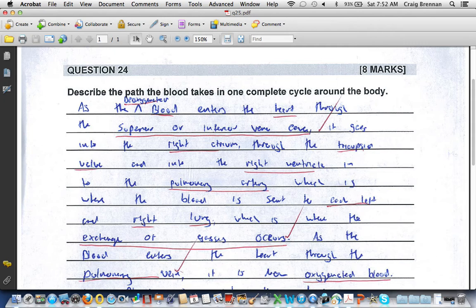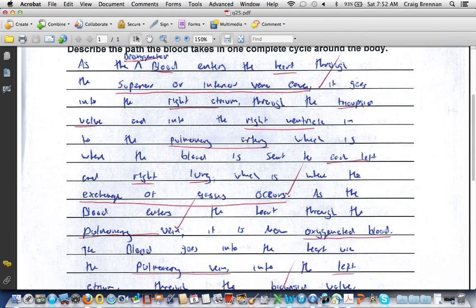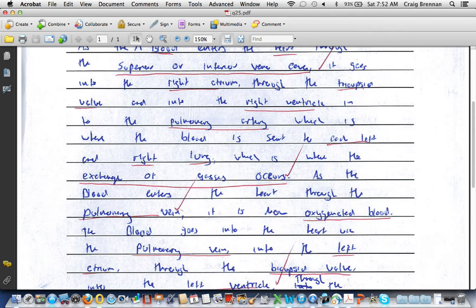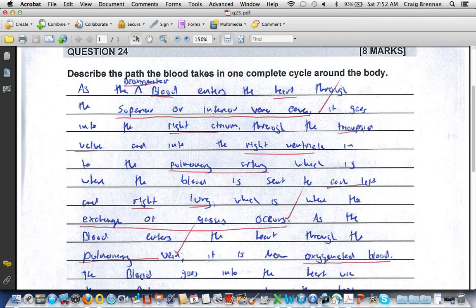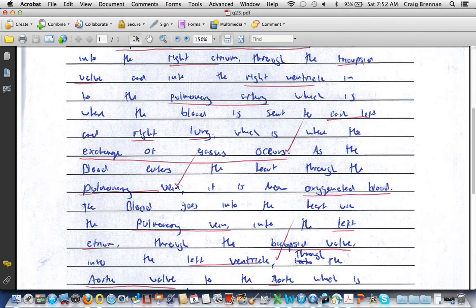Into the pulmonary artery, which is when the blood is sent to each of the left and right lungs, which is where the exchange of gases occurs. So he's even been able to tie in a little part of the exchange of gases, and it sends off to the lungs through the pulmonary artery. As the blood enters the heart through the pulmonary vein, so now it's come back to the heart, it is now oxygenated blood. So we've started off by showing deoxygenated blood at the beginning. Now he's talking about after it being from the lungs, is now oxygenated blood.